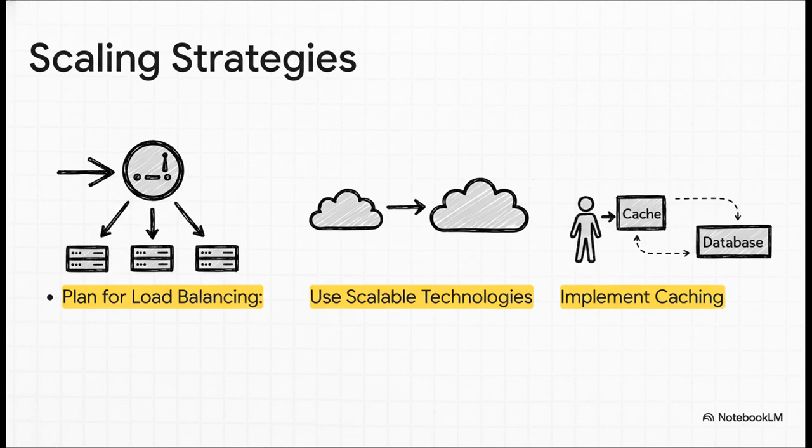You plan for load balancing right from the start to avoid bottlenecks later. You choose scalable technologies from day one. Things like cloud services are perfect for this. And you implement caching to keep the data people need most right at their fingertips, which makes everything feel way faster. It's not about reacting to growth, it's about designing for it.